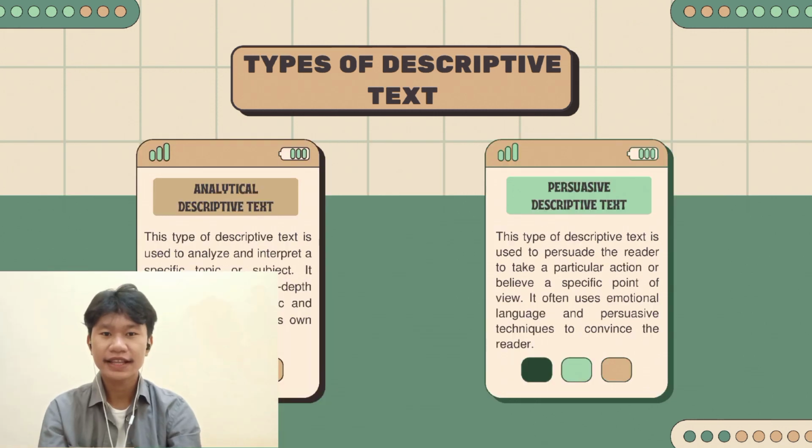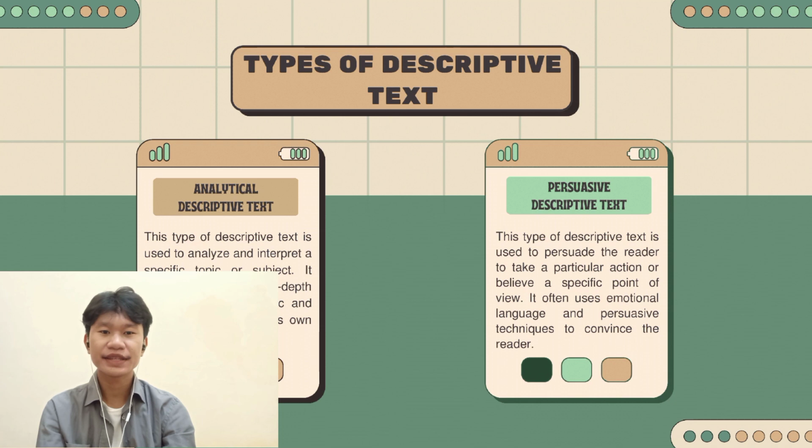The next is analytical descriptive text. This type of descriptive text is used to analyze and interpret a specific topic or subject. It often includes an in-depth examination of the topic and may include the author's own opinions and ideas.